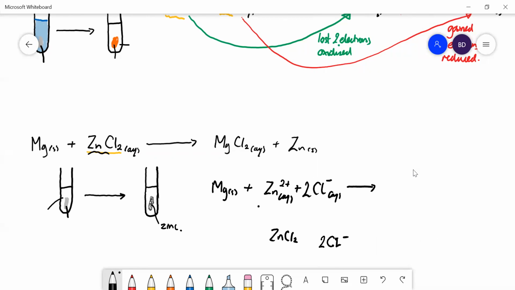And they're going to change, right? You've got magnesium chloride on the other side. So again, that's Mg2+ and 2Cl-. And we've got zinc metal.